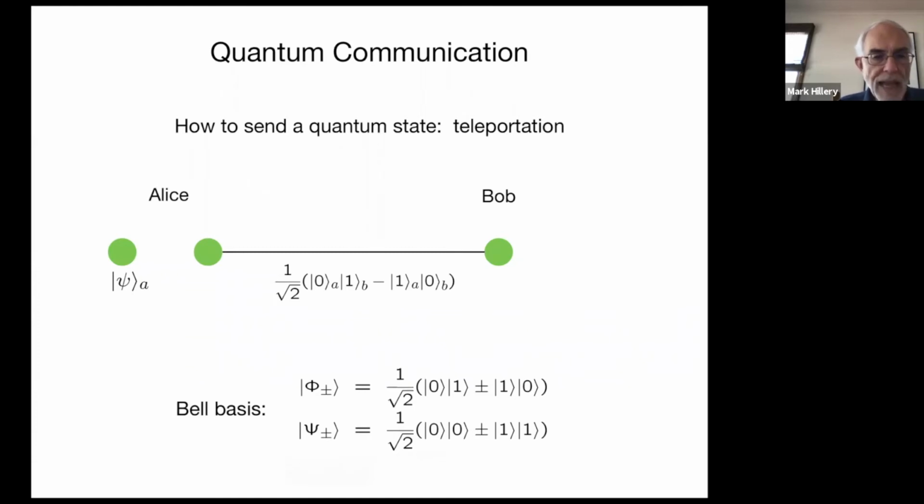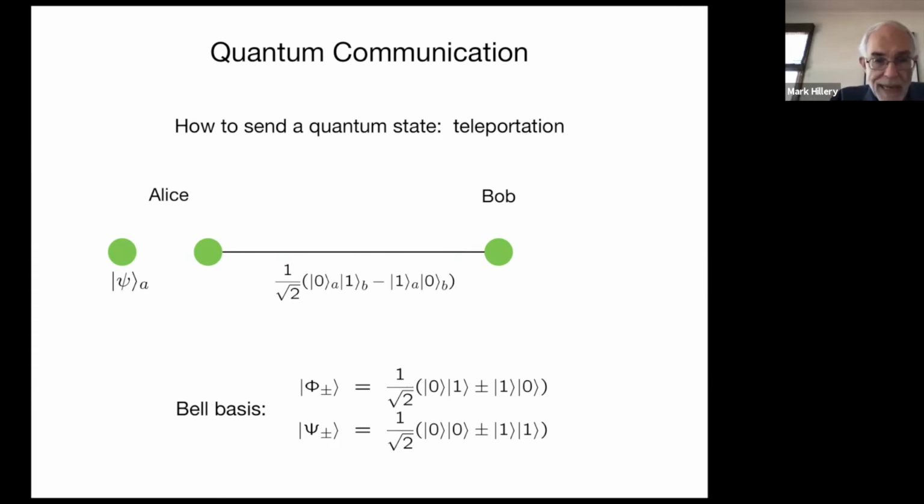Now, what Alice wants to do is transfer the state of her qubit, psi, onto Bob's qubit. Of course, she could try measuring it and then sending Bob some classical information, but that's not going to work, because you can't determine the state of a quantum system by just one measurement. And once you've measured it, you're going to ruin it. So you have to come up with something more clever.